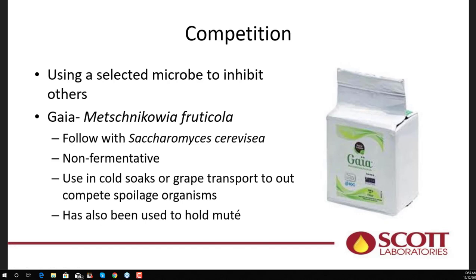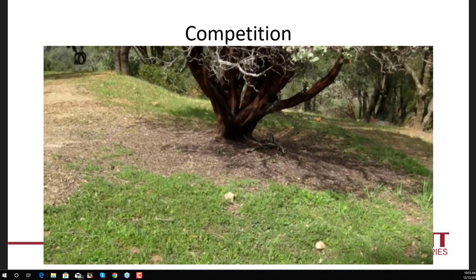Mûté is an old French technique where you receive the grapes, press them off, get the juice, and then hold that juice through harvest to use as a back sweetener. It's fairly difficult and requires a lot of expertise and skill, but you can use this, the Gaia, to prevent re-fermentation in that juice. So that's what mûté is.